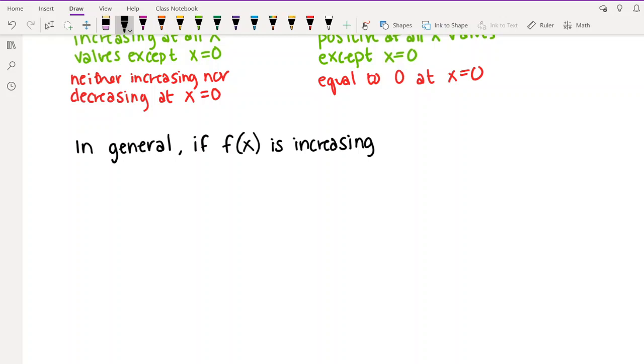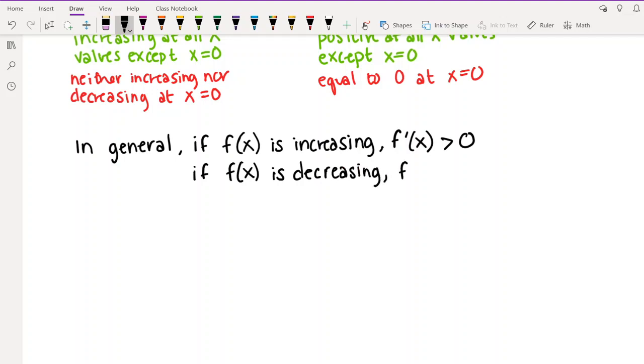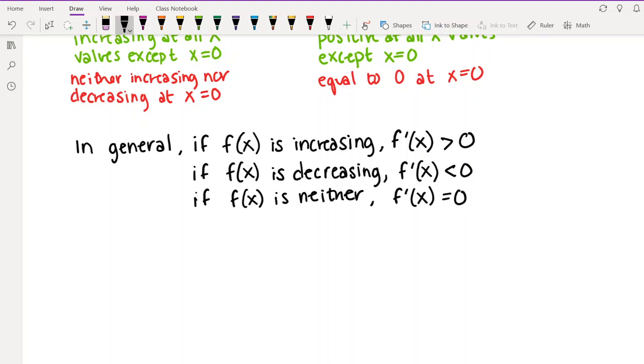So in general, if f of x is increasing, then f prime of x is greater than 0, meaning, again, the y values of the function are positive. If f of x is decreasing, f prime of x is less than 0. And then if f of x is neither increasing nor decreasing, it's flat, then the derivative is equal to 0.